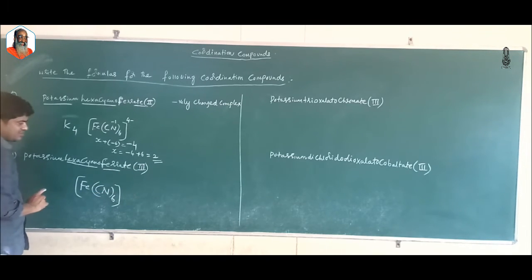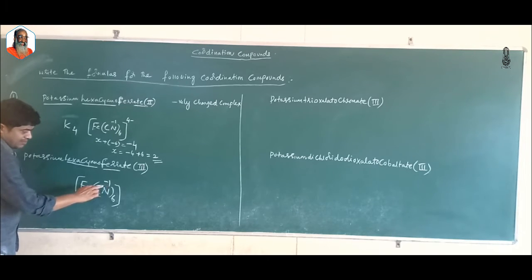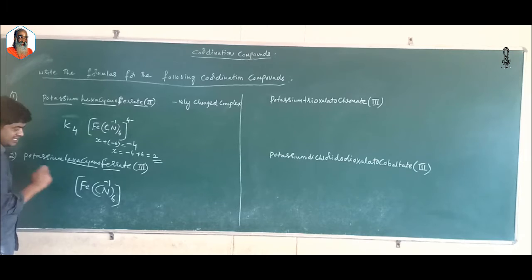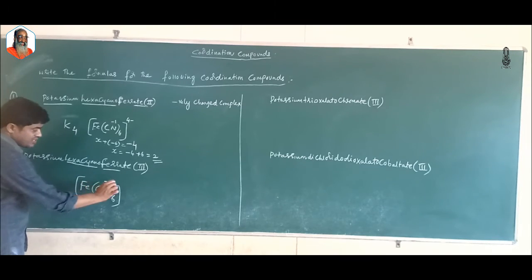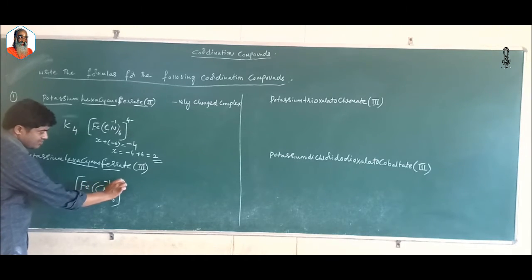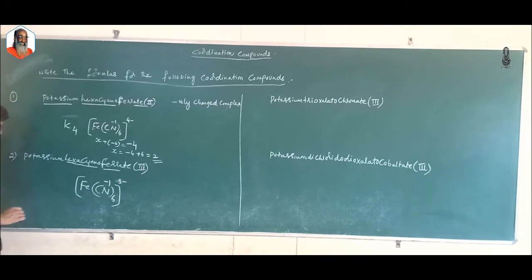3 it is. So what should be the charge on the complex? Here each cyanide ion carries a charge of -1. There are 6 cyanide ions, so it carries a charge of -6. So what should be the charge on the complex? It should be 3 minus.